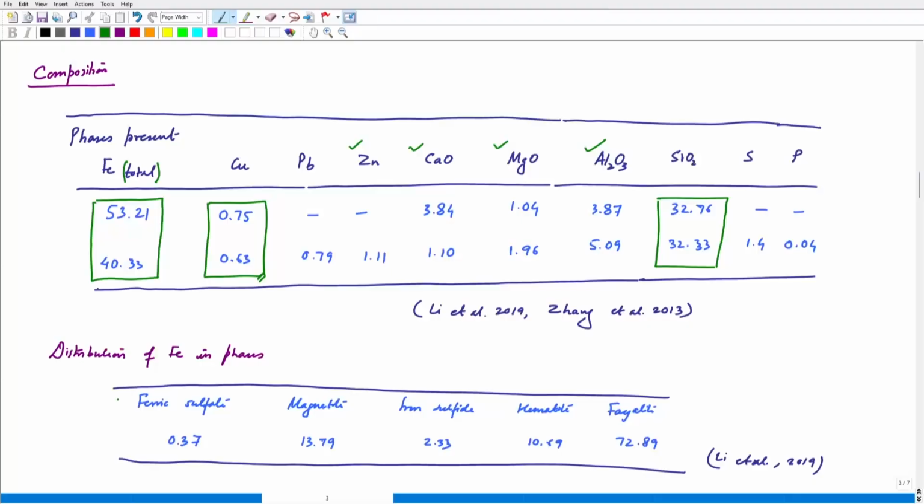Now, let us see what type of phases of iron are present in CSS. So, basically what we are trying to do is, we are trying to see fractions of iron in various iron rich phases in CSS. So, if we have ferric sulfate, we have magnetite, we have iron sulfide, we have hematite and fayalite. These types of phases are basically present in CSS, and we see that fayalite and magnetite are two important iron rich phases that are present in CSS, and due to fayalite and magnetite and other iron oxide, it becomes very difficult to go for conventional comminution.